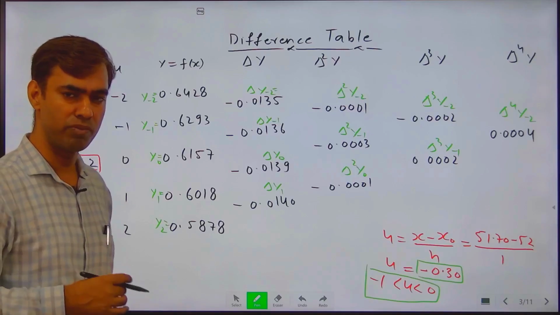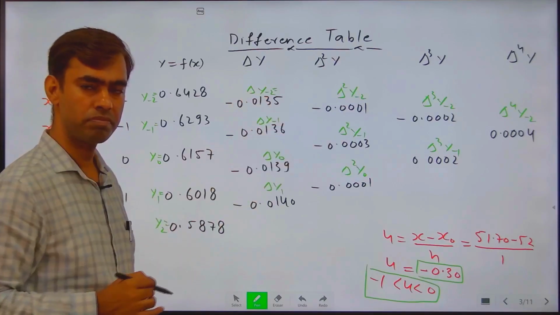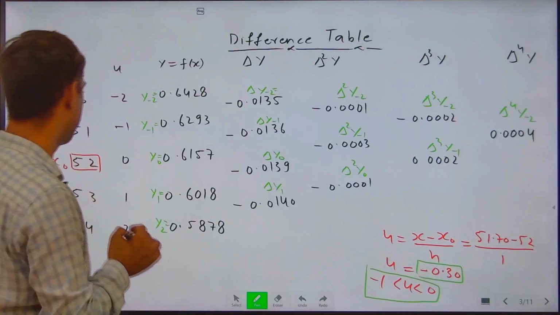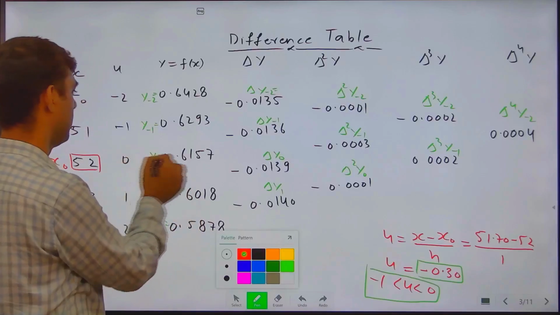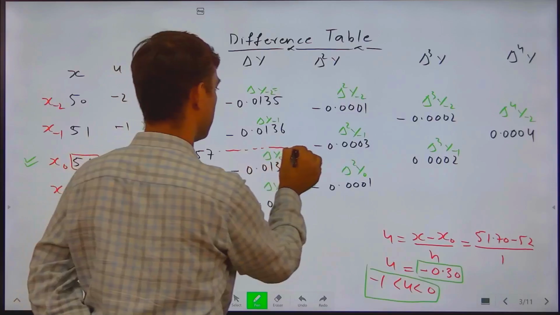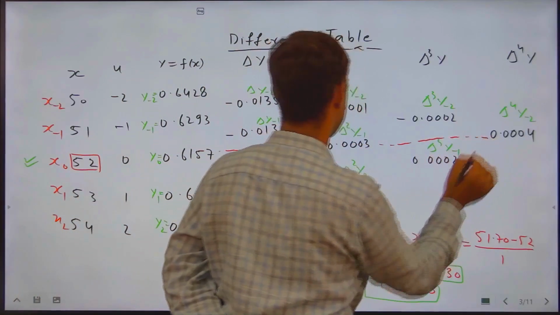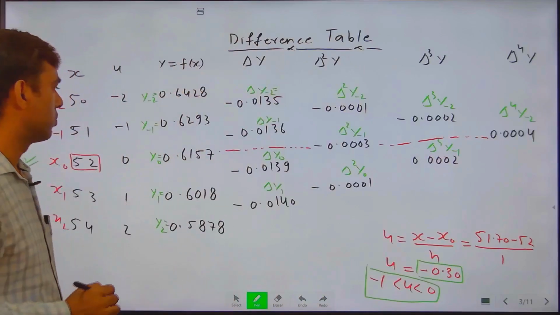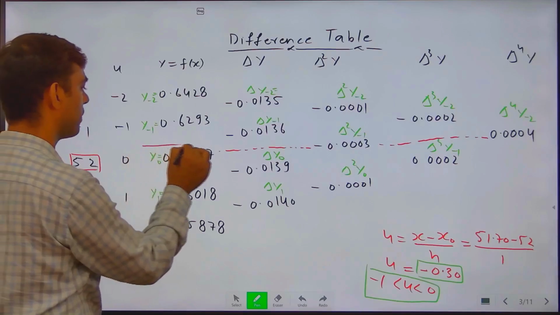And there is one another way, which is very interesting. There is no need to write these values. We just draw the central line. So this one is a central line, this one is a central line, this one is a central line, this one is a central line. So we are going to use the values which lie on the central line.